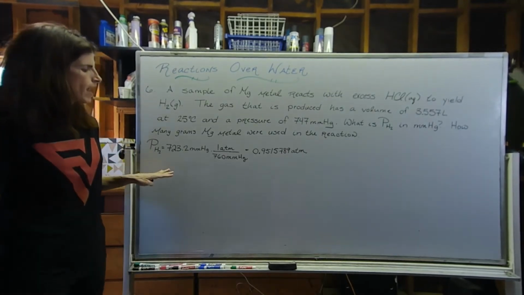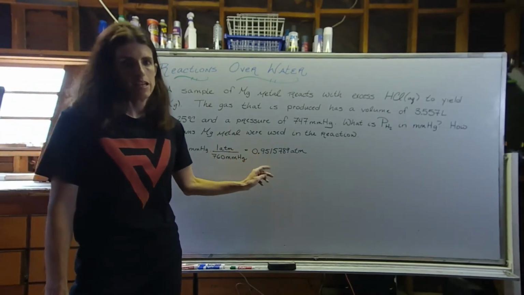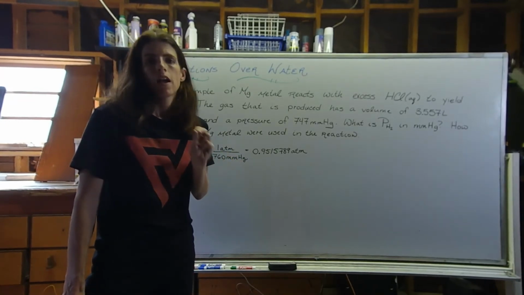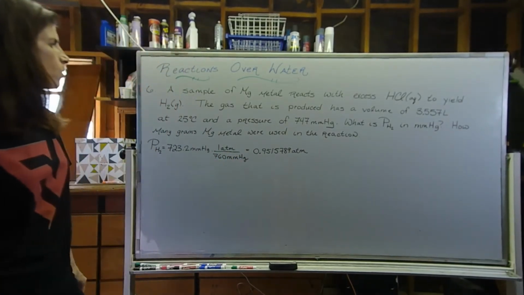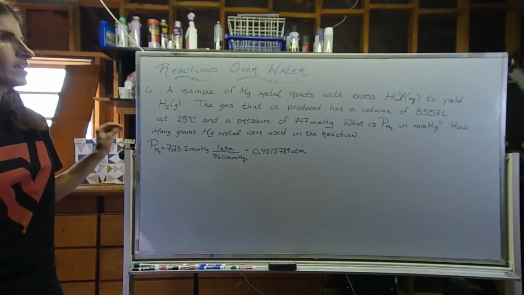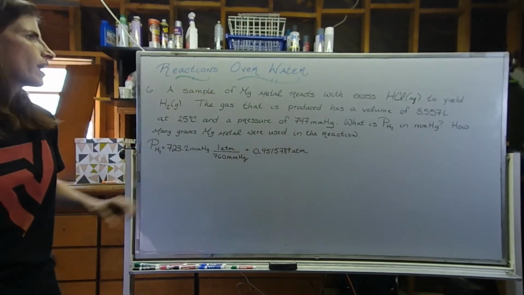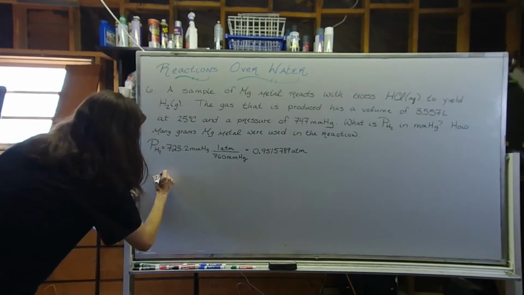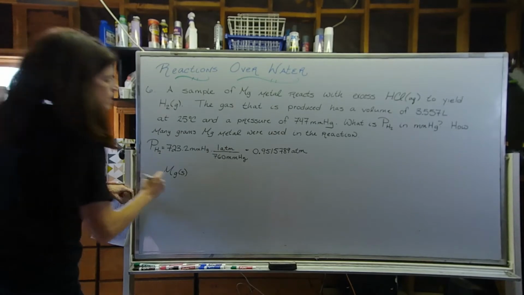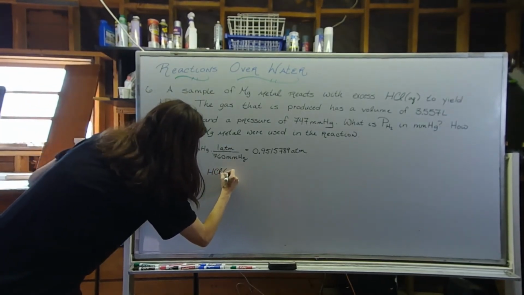Alrighty, so I erased what we had previously, rewrote it, and then converted it to atm because we're going to have to use, surprise, surprise, the ideal gas law here. So the next thing we really do need to do though is come up with a balanced equation for the reaction. So we have magnesium metal, so I'll do Mg solid, plus we have excess hydrochloric acid, so HCl aqueous.